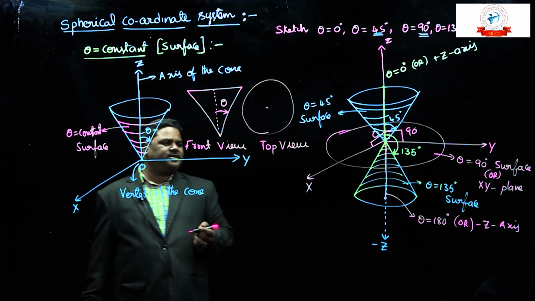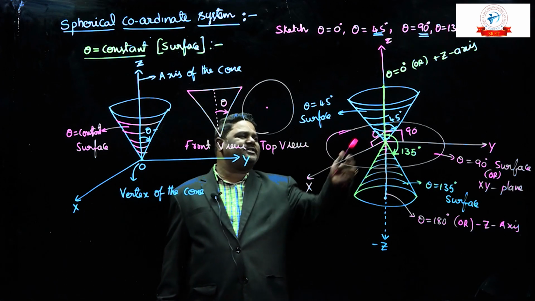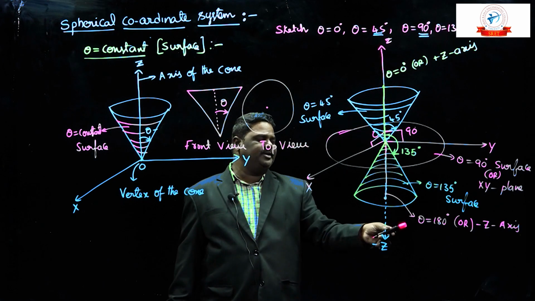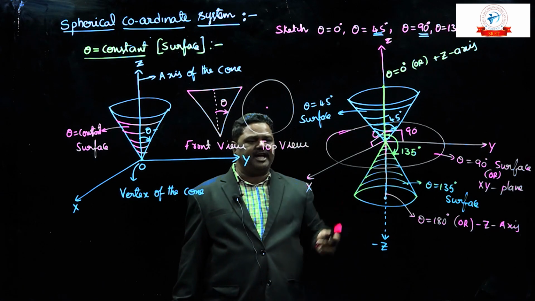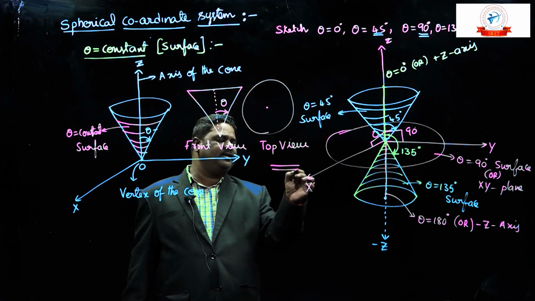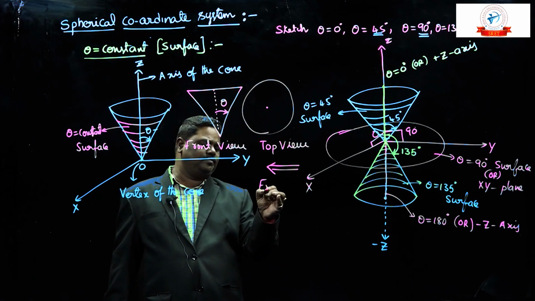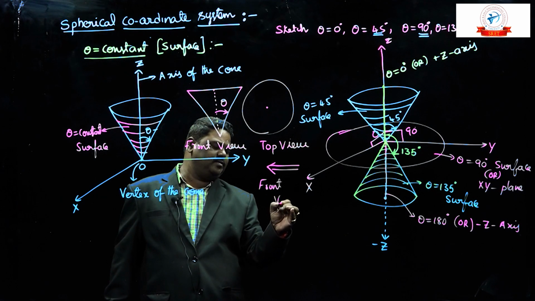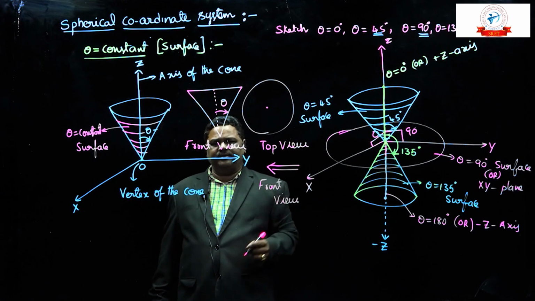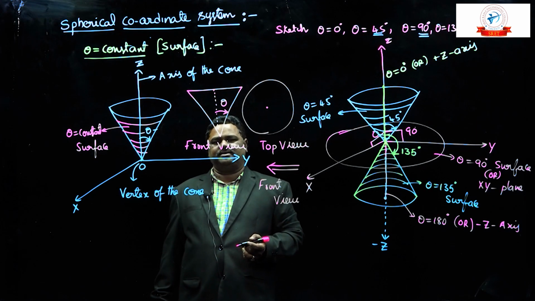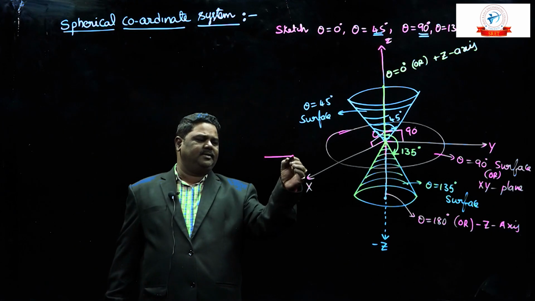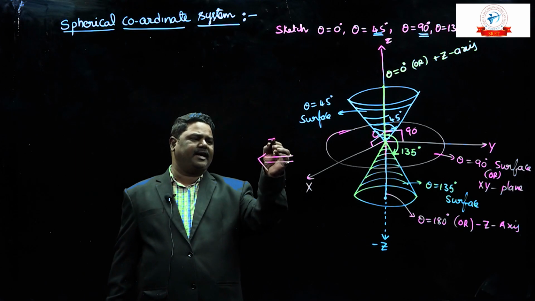I would like to know what the front view of this entire diagram is. We have seen theta 0 to theta 180, different types of theta equal to constant surfaces. You know that in the front view, the cones look like triangles. Let me explain that. Consider the front view of this entire diagram.